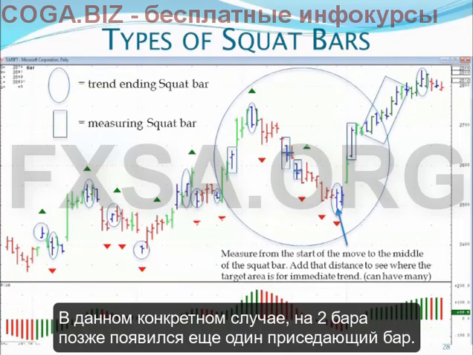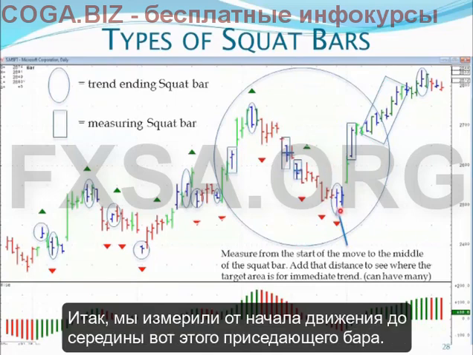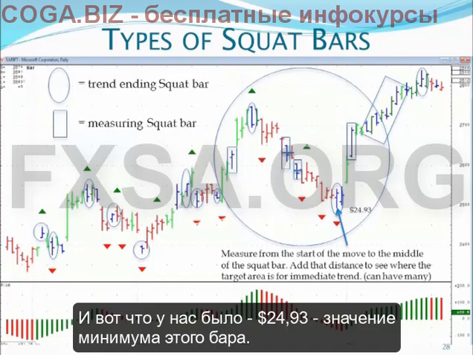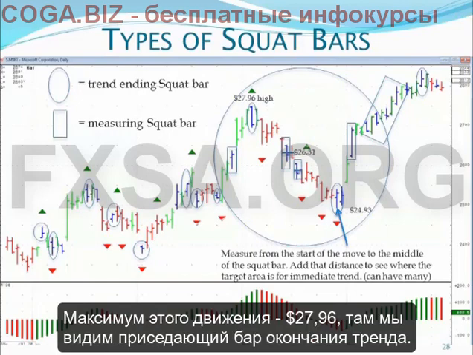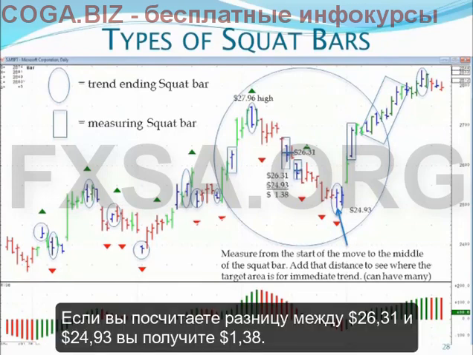In this particular case, 2 bars later, another squat bar came out. So we measured from the beginning of the move to the middle of that squat bar, and what we had, 2493, was the low of that bar. The middle of that squat bar was at 2631. The high of that move is 2796, which was also a trend ending squat there. If you take the difference between the 2631 and 2493, you get $1.38.